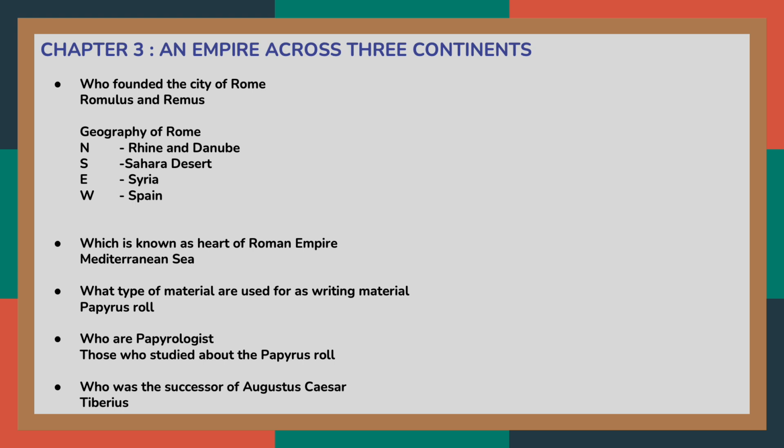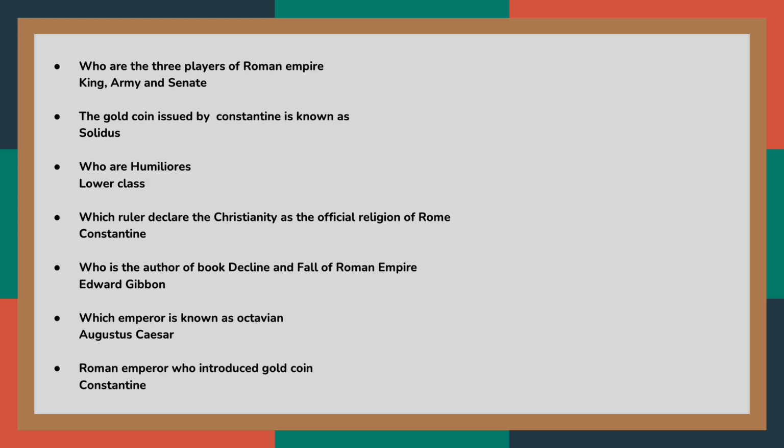The Mediterranean Sea is known as the heart of the Roman Empire, and papyrus rolls were used as the writing material, and papyrologists are the people who studied the writing material. Tiberius is the successor of Augustus Caesar. There were three players in the Roman Empire: king, army, and senate. The gold coin issued by Constantine is known as solidus.